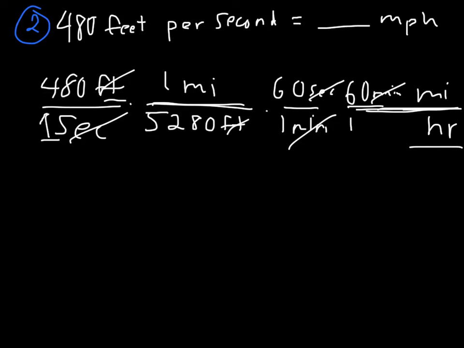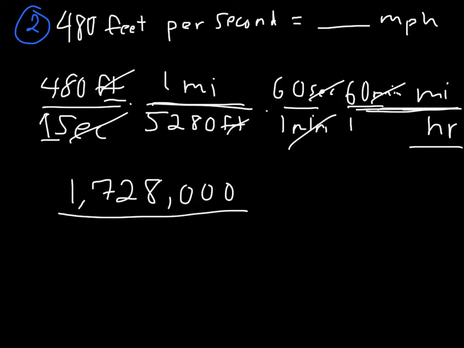Okay, so when I typed in my calculator, I got 1,728,000, and then that's going to be over the bottom. So when we multiply the bottom together, we have 1 times 5,280 times 1 times 1. So of course that will just be 5,280.